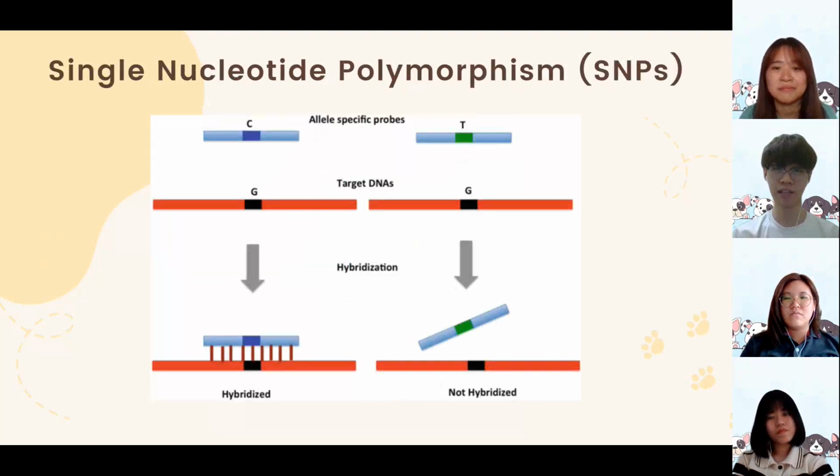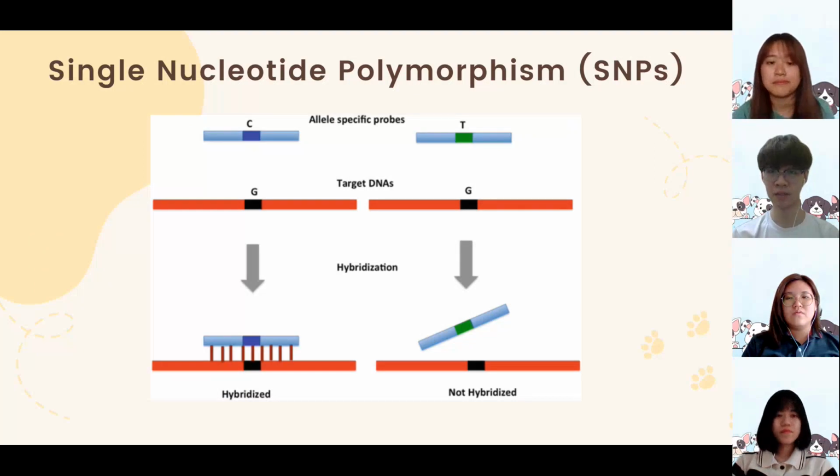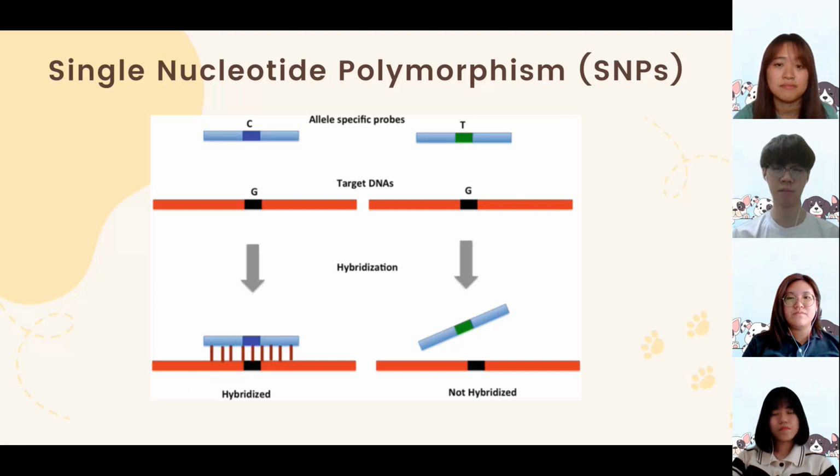SNP arrays are a type of DNA microarray used to genotype individuals at hundreds of thousands to millions of SNPs in a single array. The labeled DNA sample is hybridized to the SNP array, which consists of a grid of DNA probes that are specific to certain SNPs. Those allele-specific probes which match the target DNA will form hybridization, whereas those that don't match will not. After hybridization, the array is scanned to detect the fluorescent label on the bound DNA, and data analysis is carried out to determine the genotype of the individual at each SNP locus.